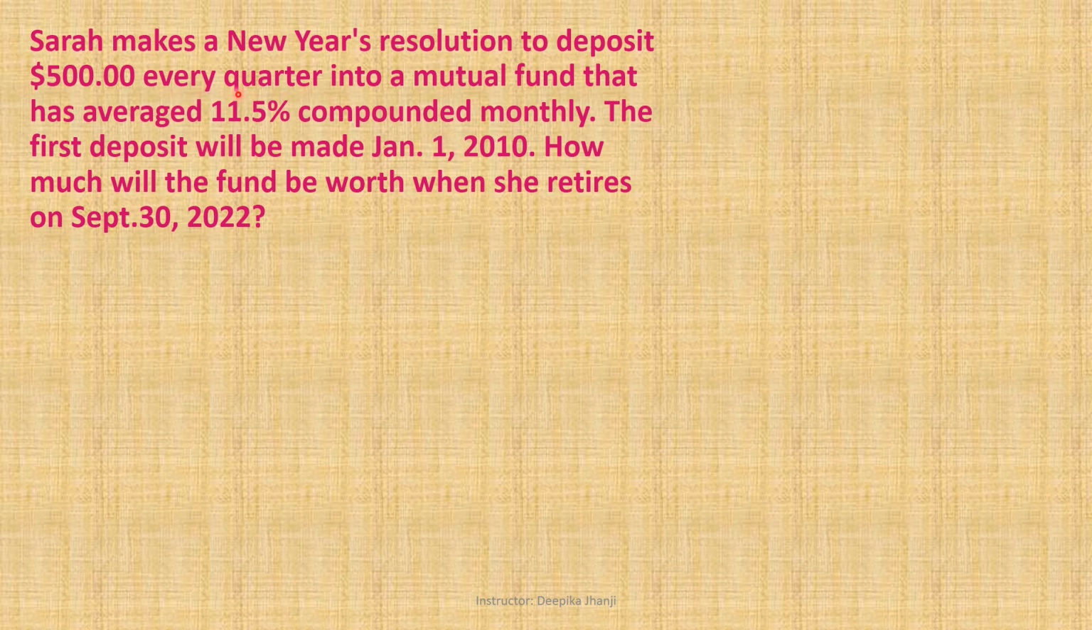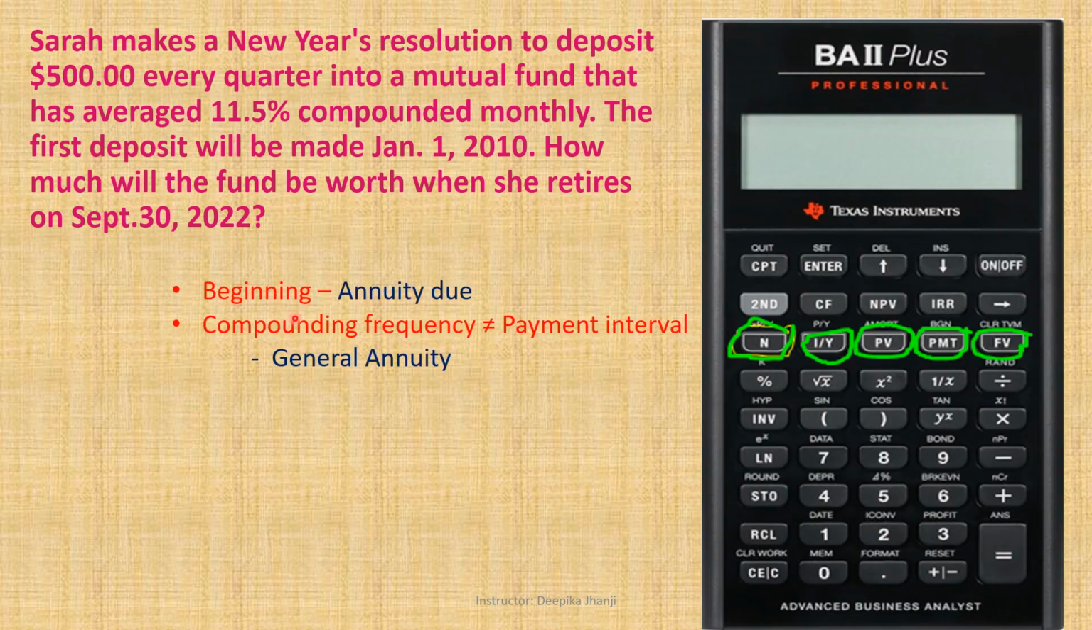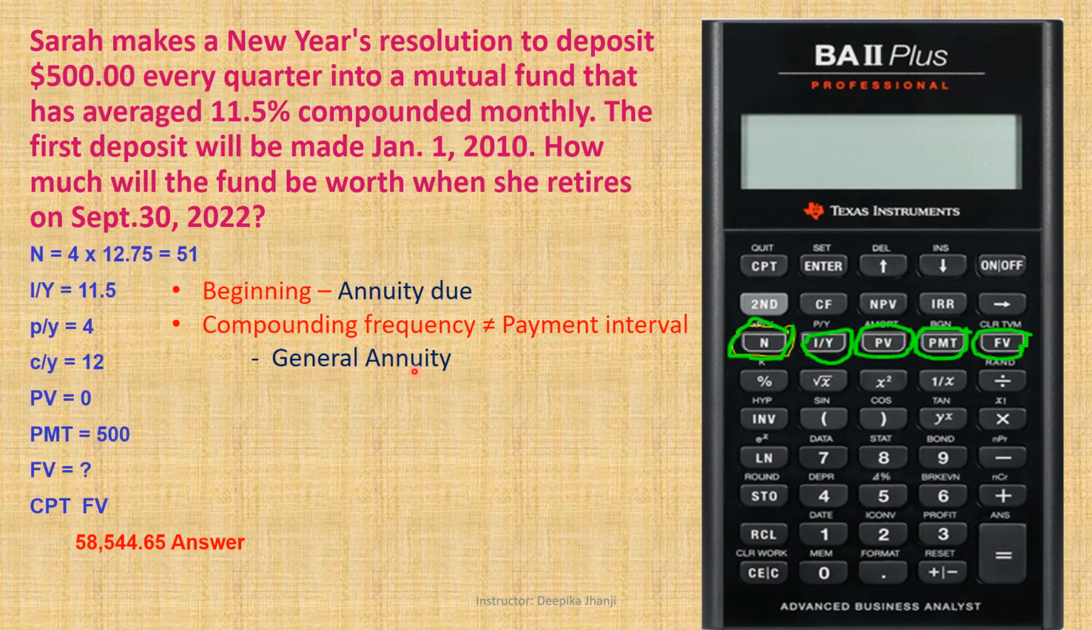Second thing is payments are made every quarter, whereas the interest is compounded monthly. So they do not match, right? It is a case of general annuity. So here we have the information. It is a case of annuity due and it is a case of general annuity. When we enter all the values, now watch another video to calculate the time between two dates.